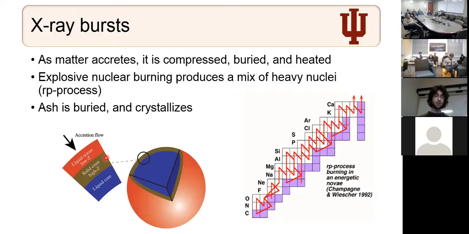And so the conventional wisdom is that the crust is going to be enriched in the heaviest material that the rp ash burns, the high Z, the high charge material, whereas the lightest material is going to somehow preferentially remain in the ocean.